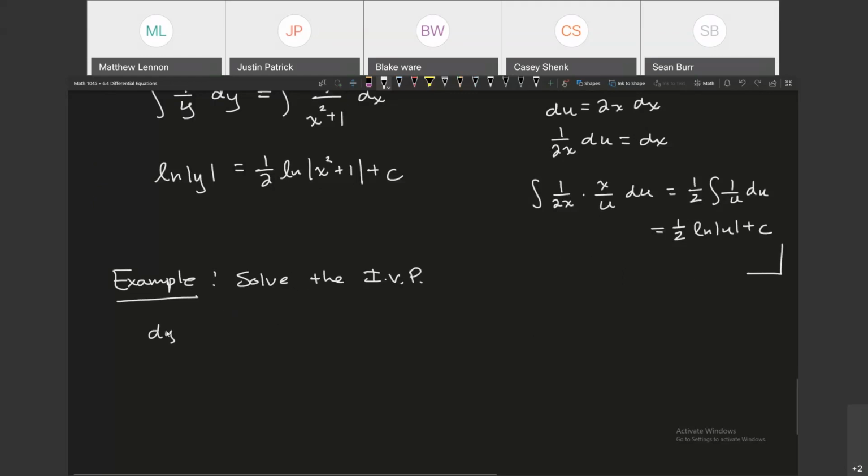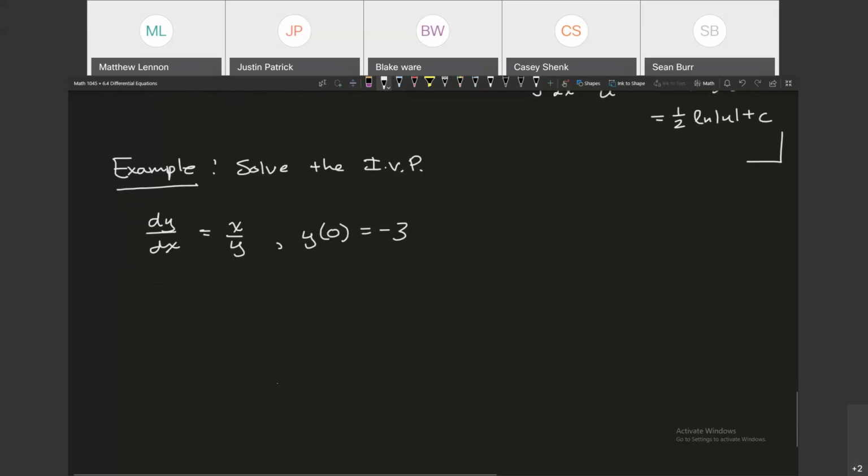So let's say we have dy over dx is x over y. It's a pretty easy DE to solve. And let's say y of 0 is -3. So this one's very straightforward. We end up with just y dy equals x dx. So when we integrate, we simply have y squared over 2 is x squared over 2 plus a constant.